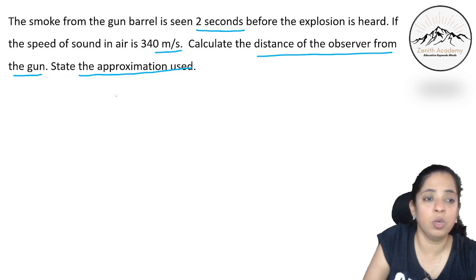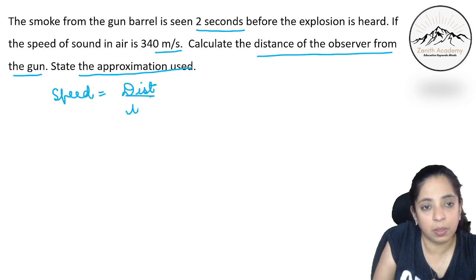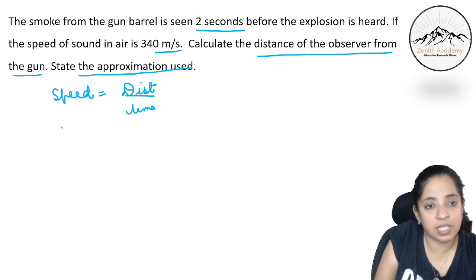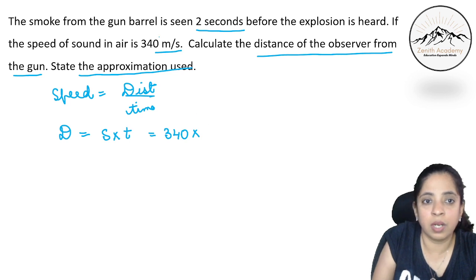So now we know that the speed is equal to distance by time. So distance will be speed into time, which is equal to 340 is the speed of sound, no? 340 sound, and time is given 2 seconds. So 680 meter is the distance.